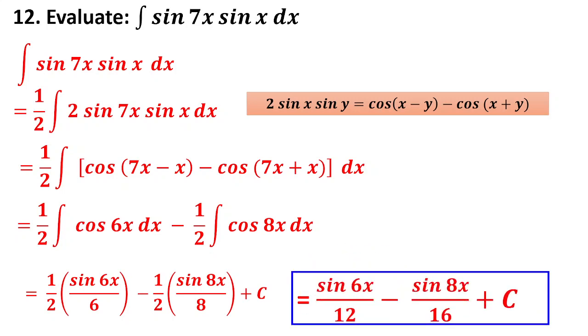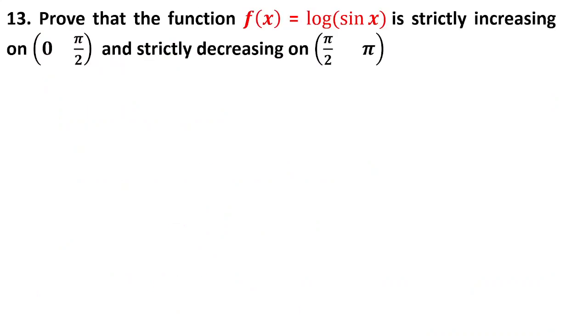But remember, whenever a problem like this comes, where a product of trigonometric functions is given, make use of the formula expressing the product as a sum. Once again, this is a problem where we have to prove that the function is increasing in an interval and decreasing in an interval. All of you know, to prove increasing, first derivative greater than 0. To prove decreasing, first derivative less than 0.